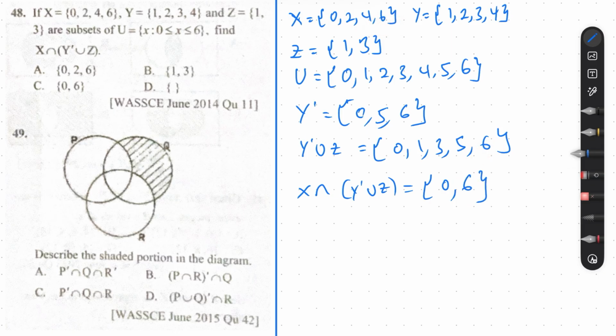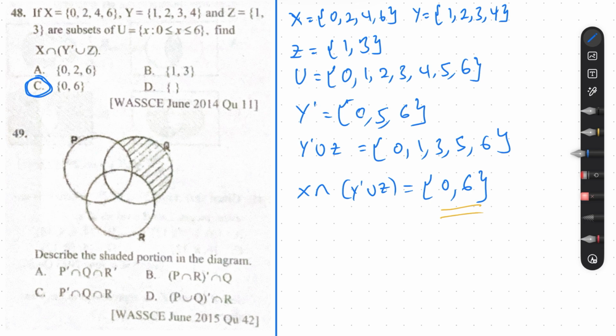So that is the end of our set. So that is our solution set, 0, 6. The answer is 0, 6 right here. So our answer is 0, 6. Cool. Now let's move on to question number 49.